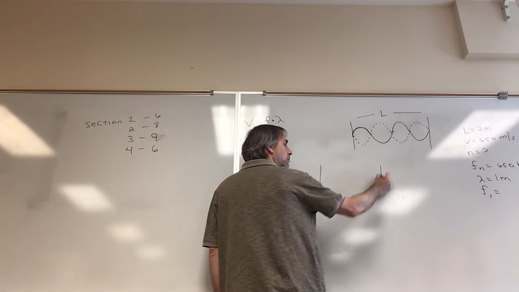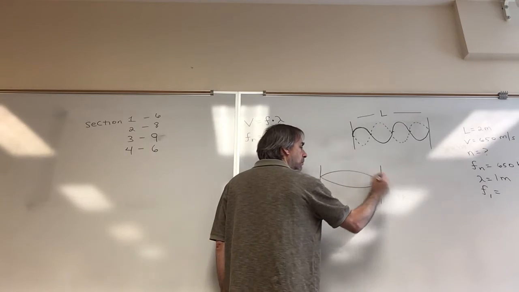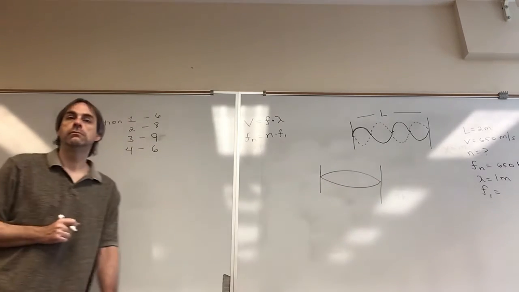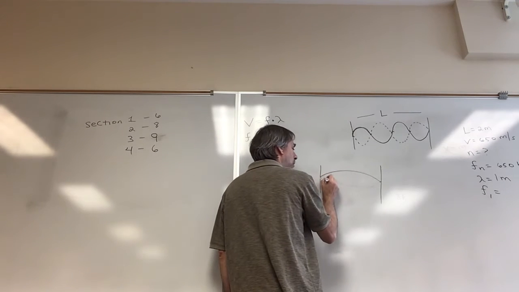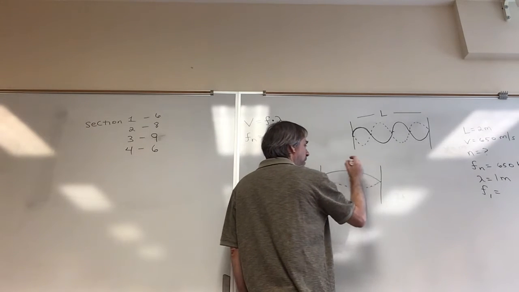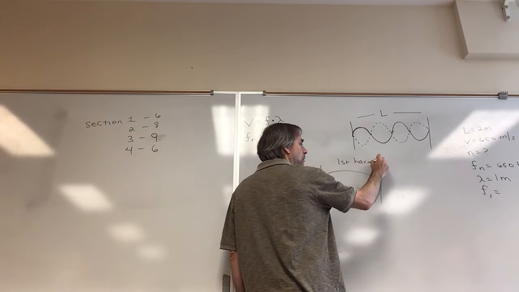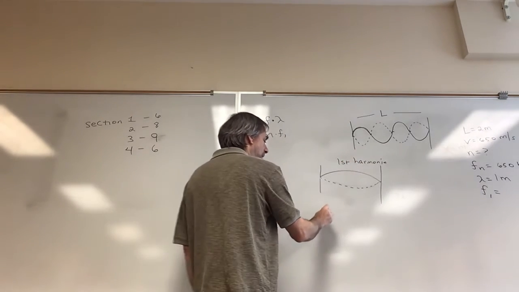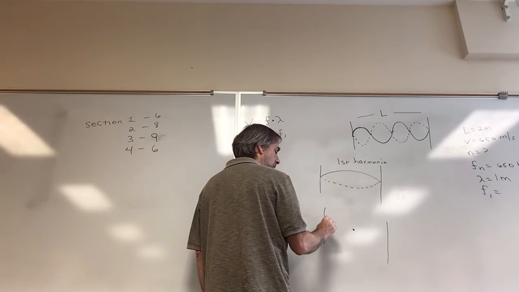the fundamental would look like this, right? Or maybe a dashed line for one of them. So this is the first harmonic. And then to get the second harmonic, you would put a node in the middle.